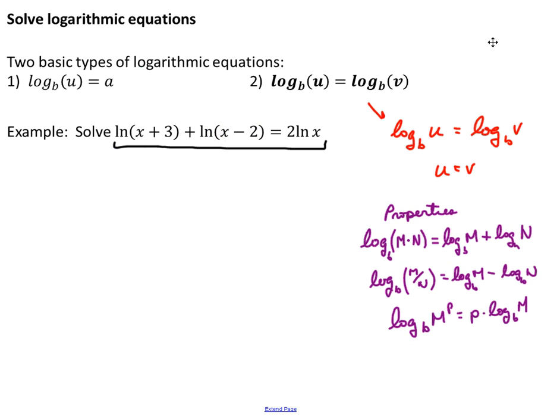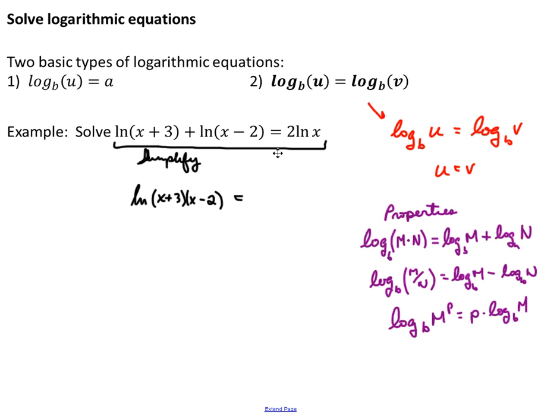Okay, so let's take advantage of these properties. Look at what we've got on the left-hand side of this equation: the natural log of x plus 3 plus the natural logarithm of x minus 2. I can simplify, so that's exactly what I want to do. I want to simplify using my properties. So I'm going to have the natural logarithm of the quantity x plus 3 times x minus 2, whatever that turns out to be. So all these things are in my logarithm right here.